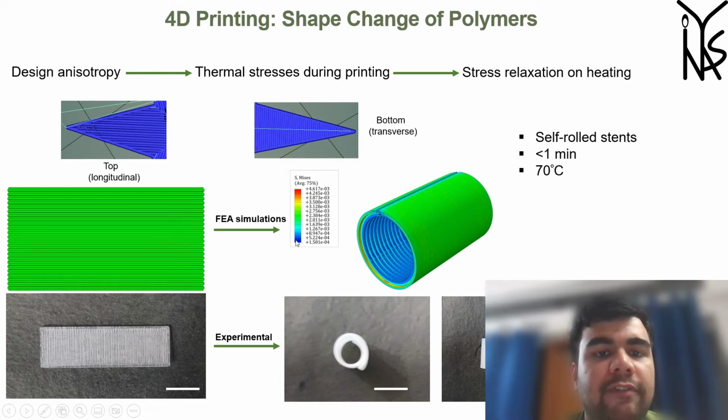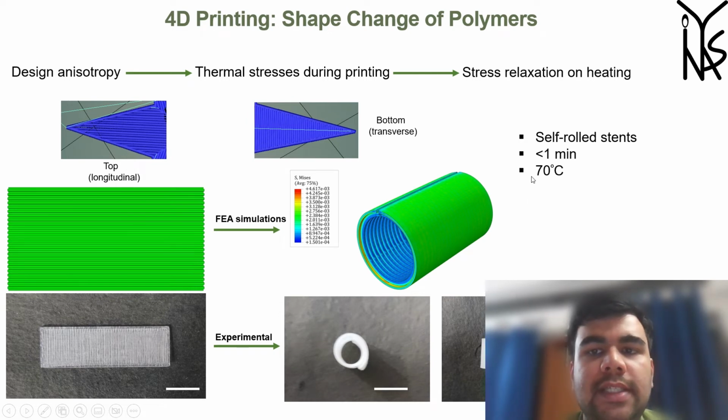This is confirmed by FEA simulations, and the results are in good agreement with the experimental observations. We can get a wide range of dimensions and lengths just by varying the length and width of the rectangular sheet. And this shape change occurs within 1 minute and at around 70 degrees Celsius.